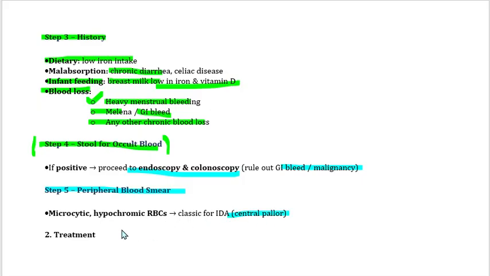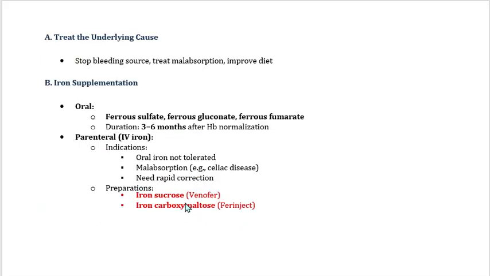So in investigation, first we are going to get history, and then we are going to get CBC, iron profile, and stool for occult blood if there is no obvious history of blood loss, and then we will get peripheral blood smear, but it is optional, because it is just for confirmation to check whether there is a bone marrow cause. But the first three investigations are mostly done. Now we are going to discuss the treatment.